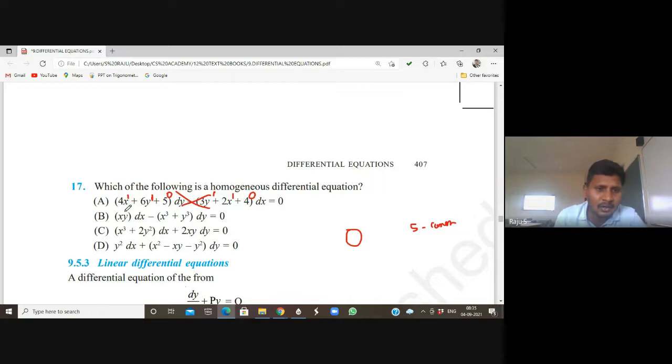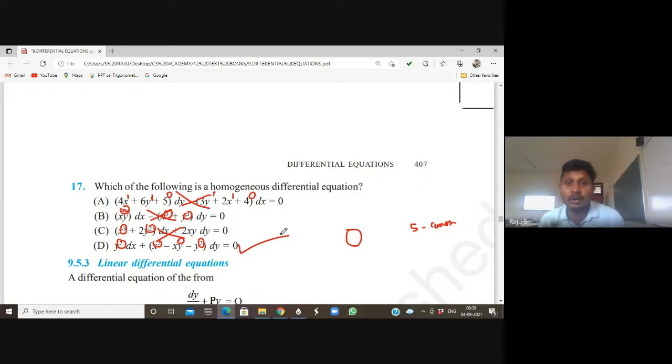Second one. What is the degree here? 2, 1 plus 1, 2. But here 3, 3. Are all degrees same? No. It is not a homogeneous differential equation. Here 3, here 2. If any two terms have different degrees, it is not a homogeneous differential equation. We cannot solve. But at last, 2, 2, 2, 2. This is the right answer.